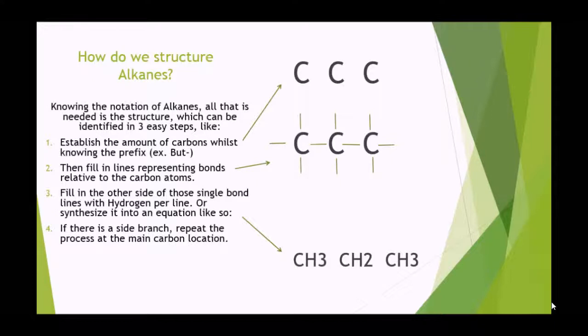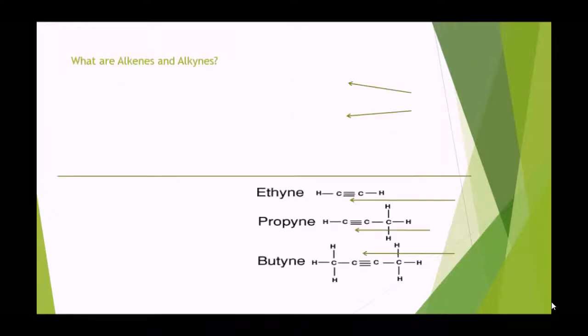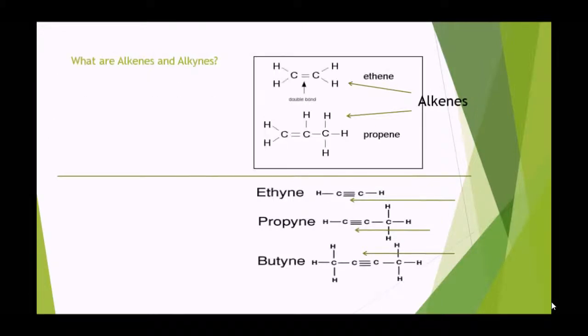What this means is that if there was a carbon with another carbon connected to it, thus a side branch, we'd have to do that entire process again in order to fully construct the full compound. Now CH3, CH2, and CH3 represent a simplified version of what would be in store for the picture above. Now let's talk about what alkenes and alkynes are.